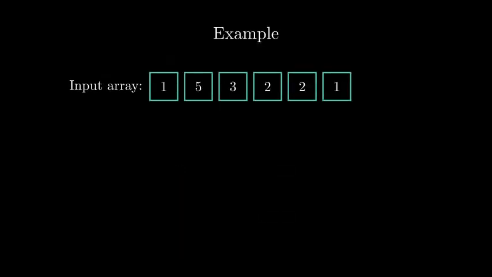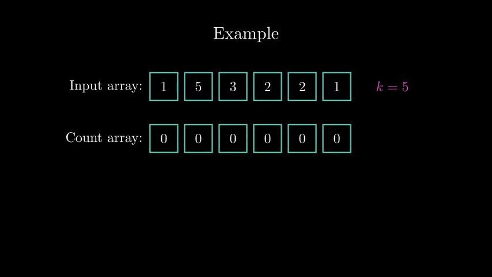In this example, we are given an input array of 6 non-negative integers. Clearly, the maximum value is 5. Hence, we initialize a count array of 6 zeros and update the ith entry of the count array to store the number of integers equal to i in the input array.